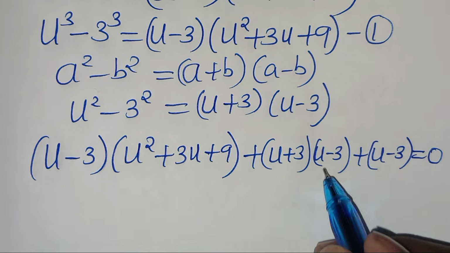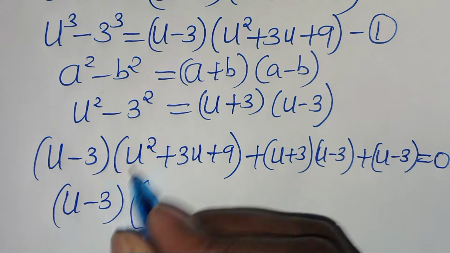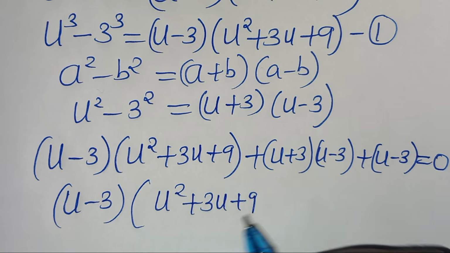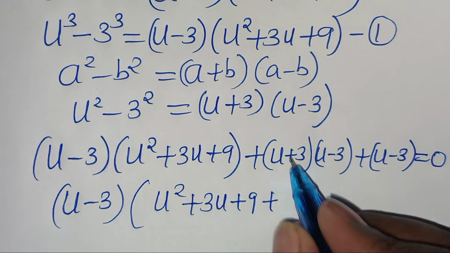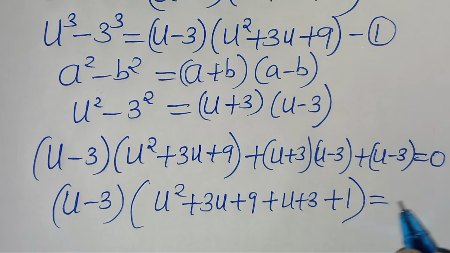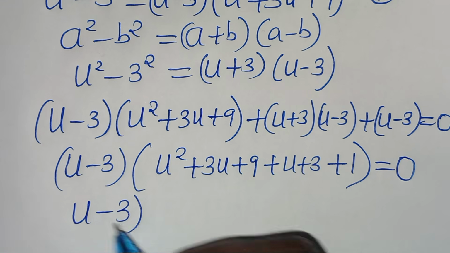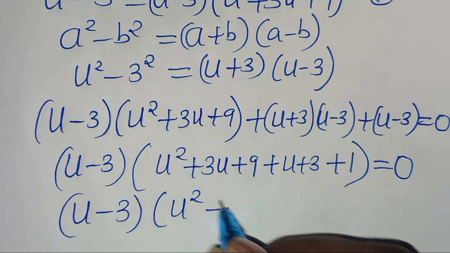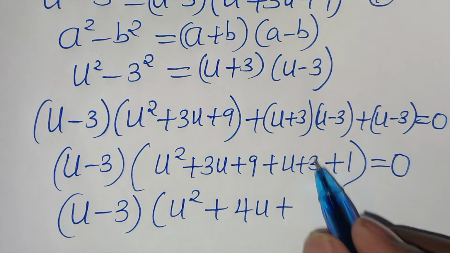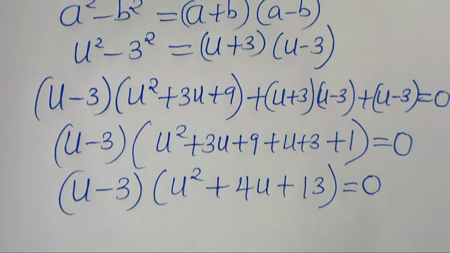u minus 3 is common here, so we can factor out u subtract 3. So that now this is u to the power of 2 plus 3u plus 9, then plus u plus 3, then plus, here we have 1, close the parentheses, this is equal to 0. Now this means we have u subtract 3 times u to the power of 2 plus 3u plus u. This is 4u. Then plus 9 plus 3 is 12, plus 1. This is 13. And this is equal to 0.